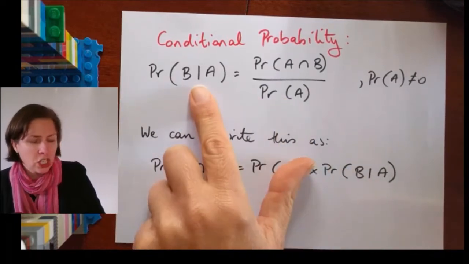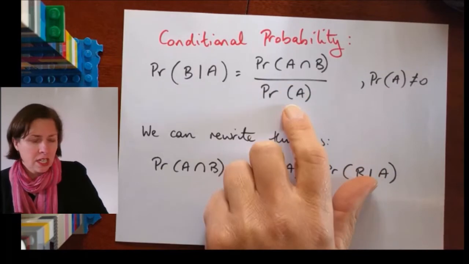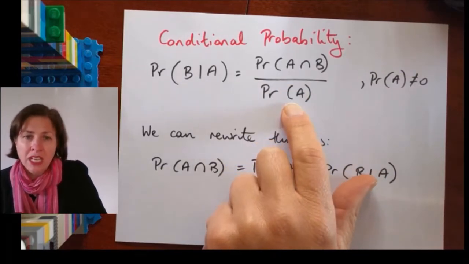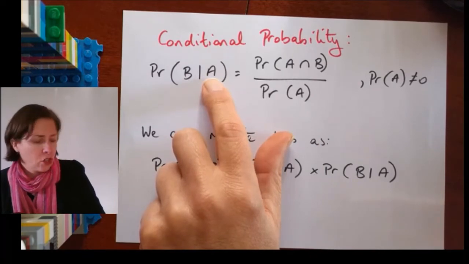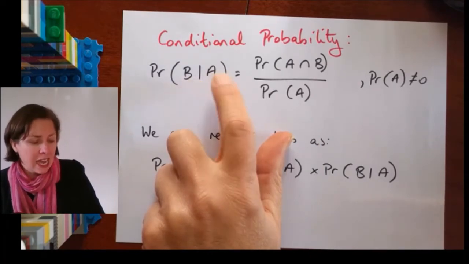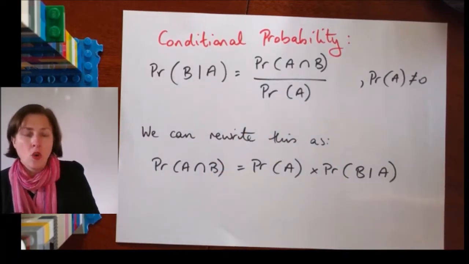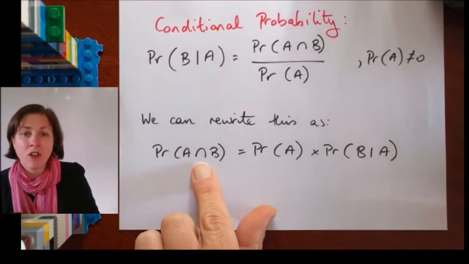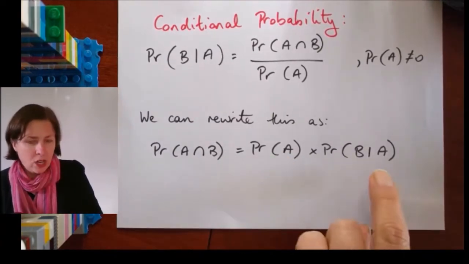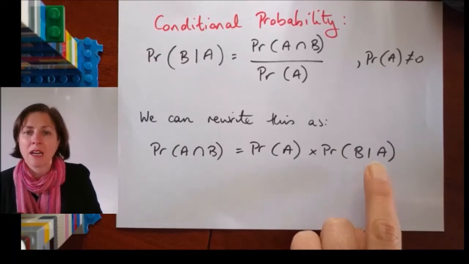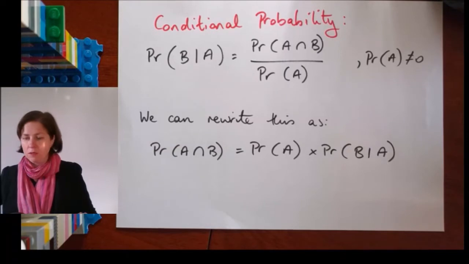You won't be asked a question where the probability of A equals 0. Just focus on this part. If you need to know conditional probability, you need to know the probability of the intersection divided by the probability of A. Now, A is the thing we are given. So you need to know the probability of A and the probability of the intersection. We can rewrite this if we need to calculate the intersection and we know the probability of A and we know the probability of B given A. And I'm going to demonstrate how we use these formulas with two worked examples.